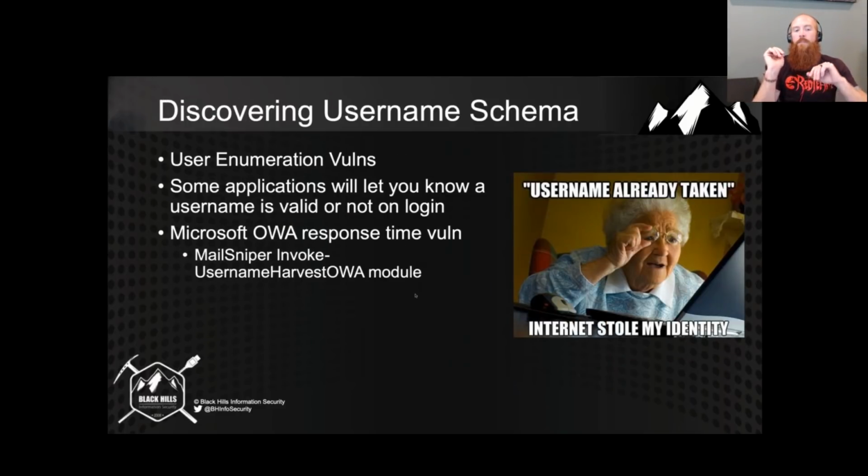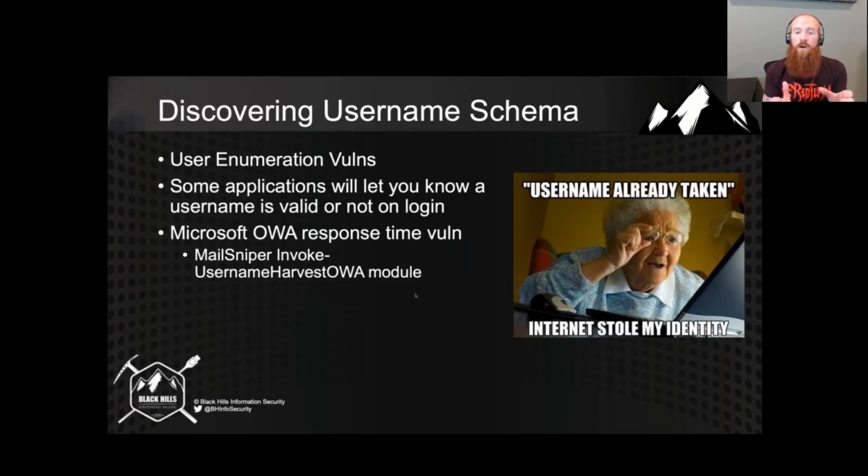So this is a vulnerability that we disclosed to Microsoft 2 years ago now, and it's something that they don't want to fix. It's a problem in the way that they handle authentication attempts, and it allows for username enumeration. So this is part of the process for us identifying what your username schema is.